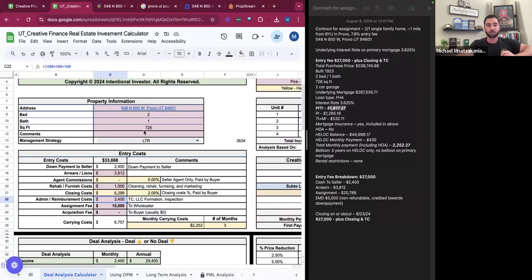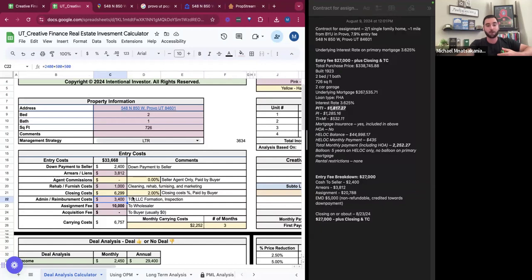Admin reimbursement costs. So in this instance, I have $2,400 for all your transaction coordination, which is going to include getting the deal to closing and then the post-closing stuff that's necessary to take over the insurance, set up the utilities, all that. I pay for all that. You don't have to. You could self-perform it and not pay that $2,400. I account for that when I analyze my deals because I do pay for that. $500 to set up the LLC for this property, and then $500 for the inspection.